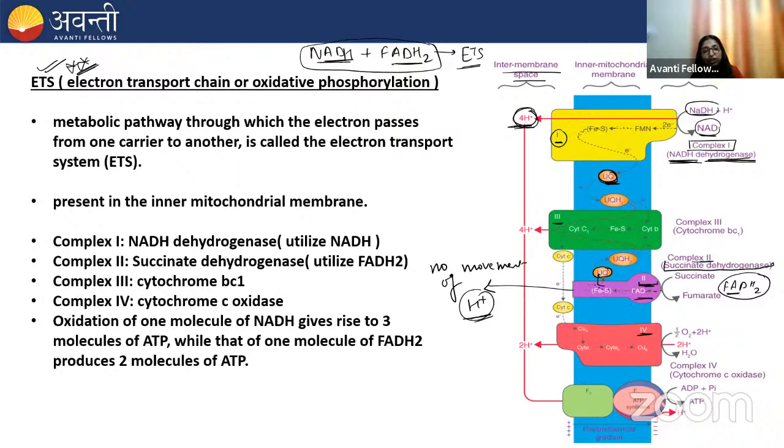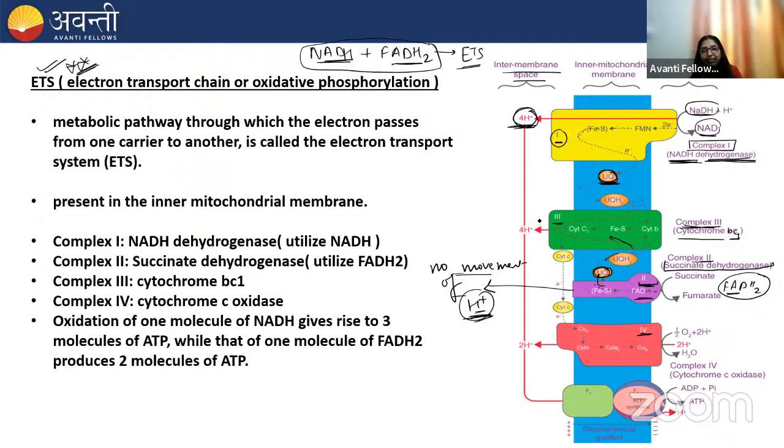At complex 2, there's no movement of proton, whereas in complex 1, 4 protons are pumped from the matrix to the intermembrane space. But at complex 2, no movement of proton. So when complex 2 transfers the electron to ubiquinone, ubiquinone will transfer the electron to complex 3. Similarly, this ubiquinone will also transfer the electron to complex 3, which is cytochrome B6, cytochrome BC1.